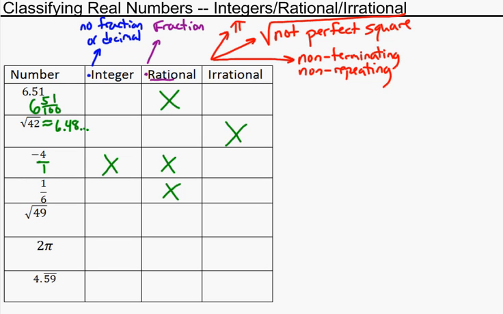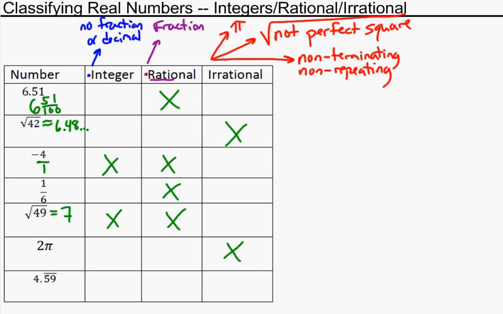The square root of 49, if I try that in the calculator, or I know it off the top of my head, equals 7, and 7 is an integer. So it's really an integer that's just dressed up and disguised to look like something that might be irrational, but it's not. And remember that every integer is also rational, because I could change that into 7 divided by 1. When I get to 2 pi, that's going to be irrational because it involves pi, and the pi's don't cancel out. And last but not least, 4.59 repeating.